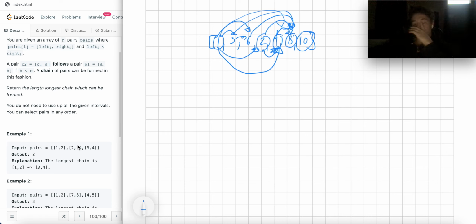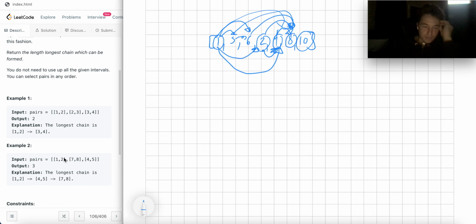So we can build them forward. And as long as they're in order, we can ensure that whatever chain I attach it to has already been computed. So in this example, the longest pair chain I can attach 7, 8 to is actually 4, 5. So you want to make sure that you compute 4, 5 before you compute 7, 8.